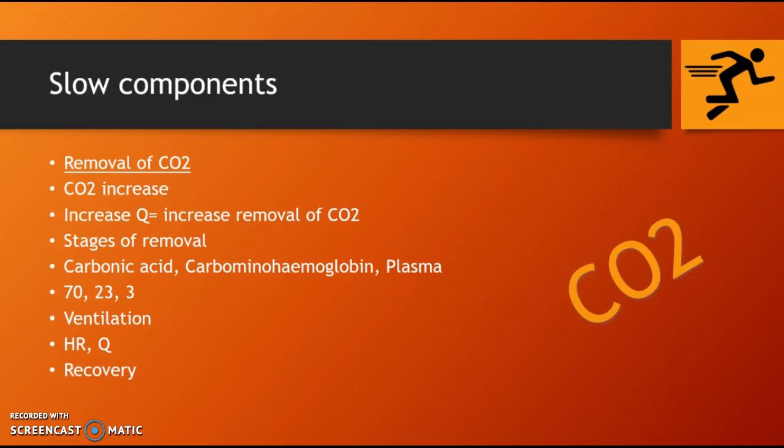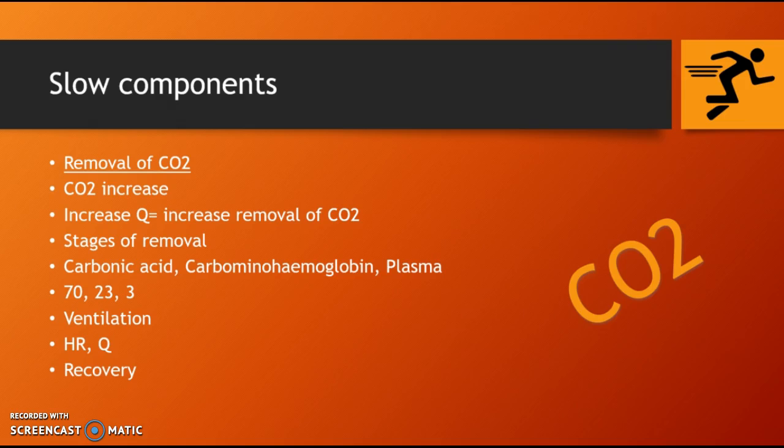So our slow components then. Our slow components mainly focus on getting rid of our waste products. Here we have the removal of CO2. In exercise, CO2 increases a lot as our muscles are producing it. So an increase in Q equals an increased removal of CO2. The better our cardiac output, the more CO2 we'll be able to get rid of.